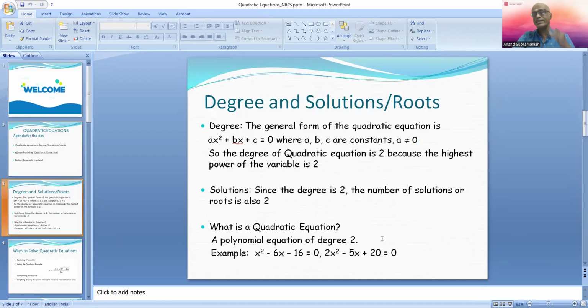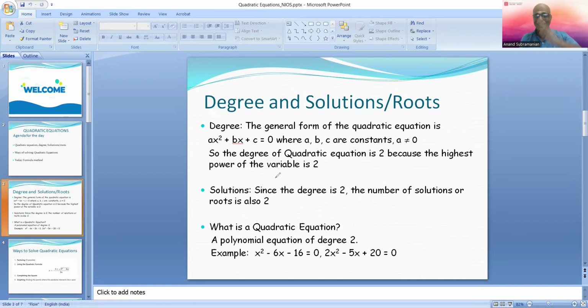So, what is degree? The general form of the quadratic equation is ax squared plus bx plus c is equal to 0, where a, b, c are constants. And a is not equal to 0. If a becomes 0, then ax squared will go away, and you will have bx plus c is equal to 0, which becomes a linear equation. So you cannot have a equal to 0.